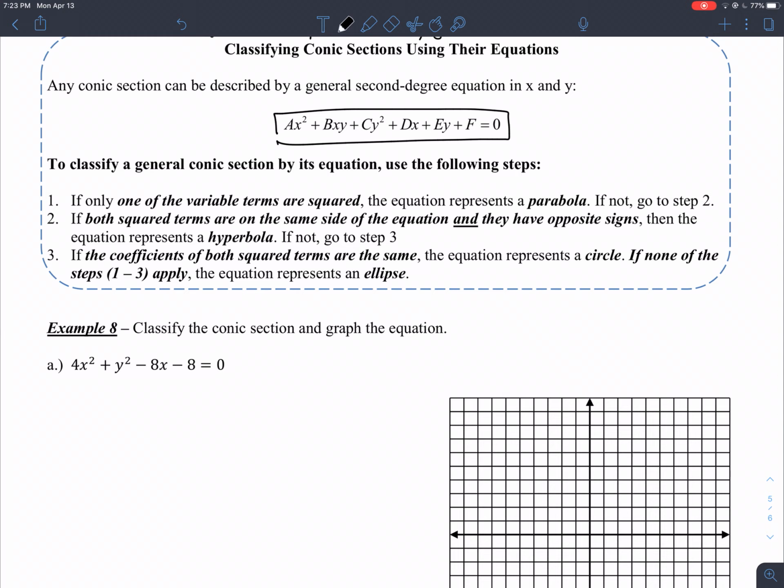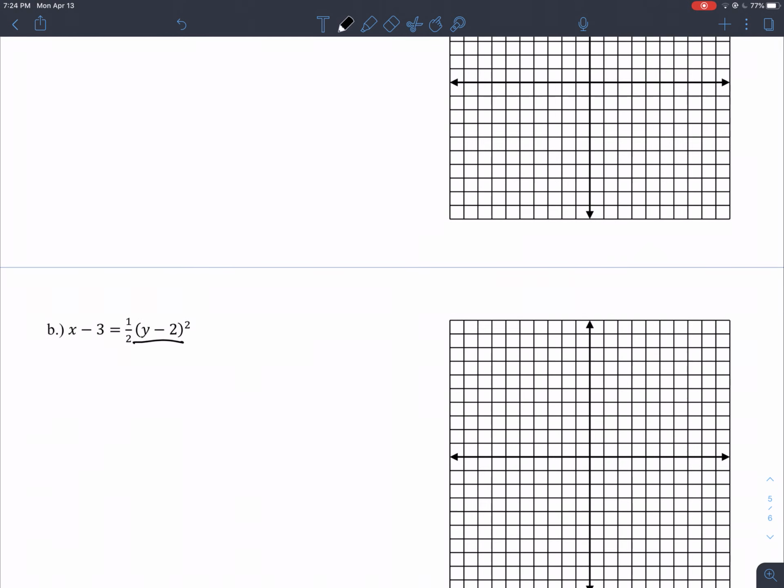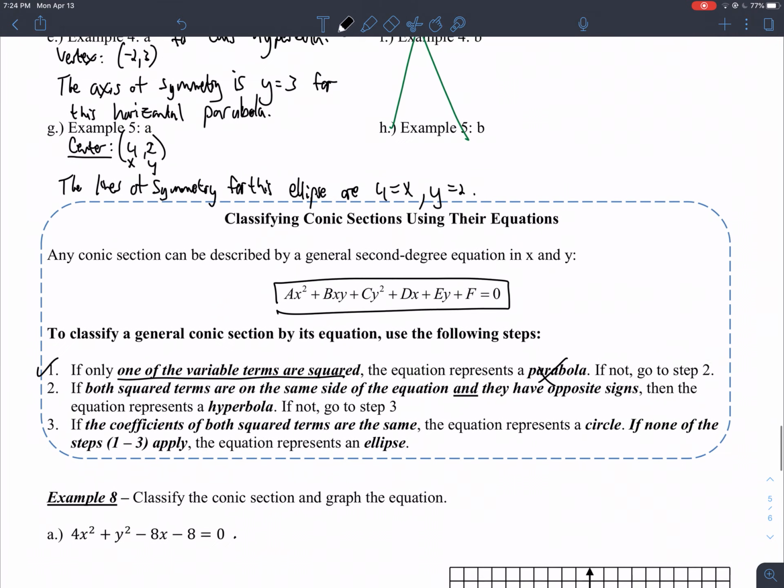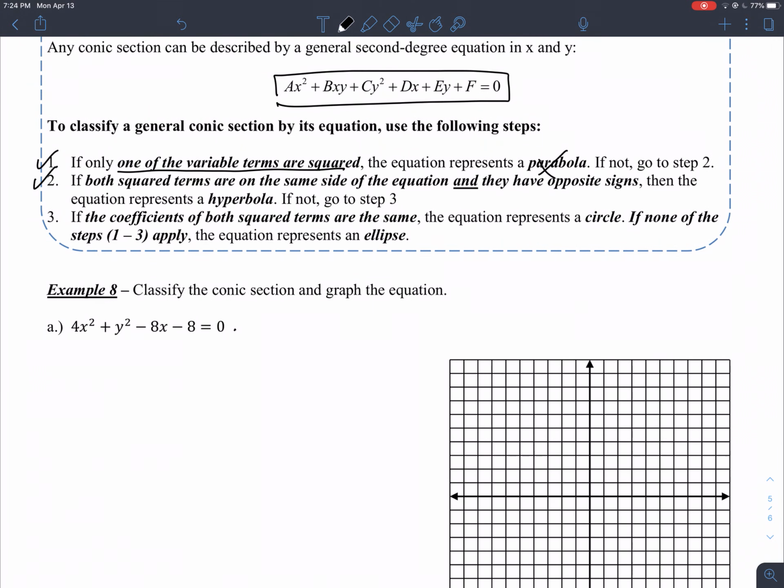Okay, so classifying it, you could do this. Step 1, if only one of the variable terms is squared, it's a parabola. So this is not a parabola. Okay, done, it's not a parabola. Now look here, only one term is squared, it's a parabola. Done, that's the standard form of a parabola, right there already. Then number 2, if both squared terms are on the same side of the equation and they have opposite signs, then it's a hyperbola. Both squared terms are on the same side, check. They have opposite signs, no, they have the same sign, so it's not a hyperbola.